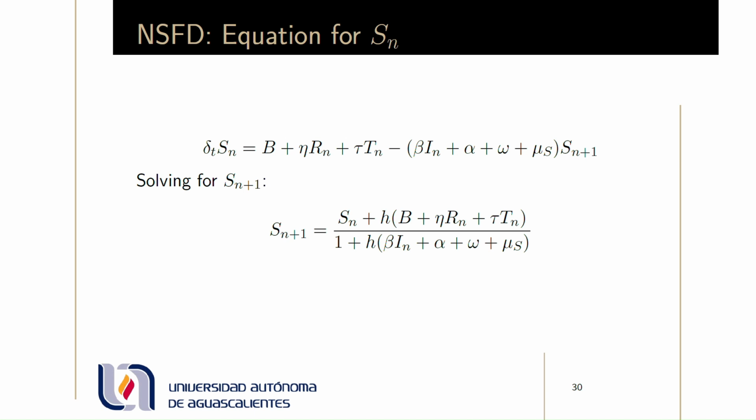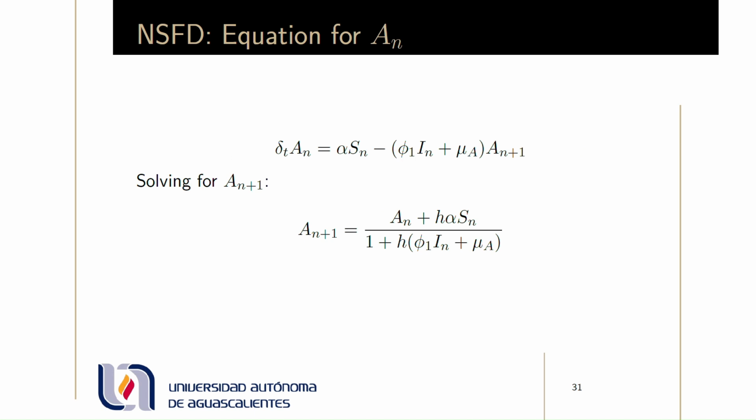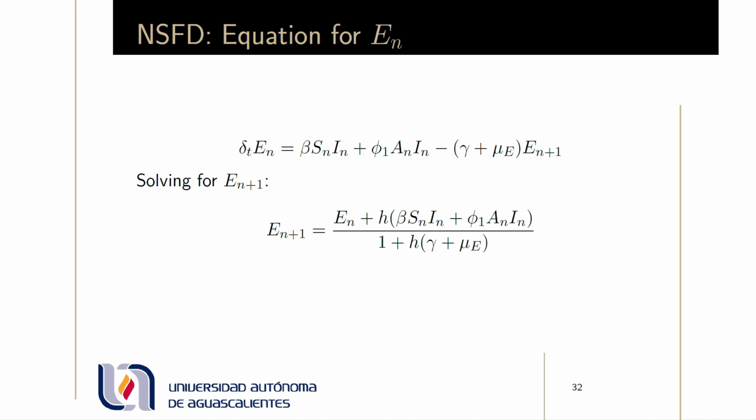This is the discrete-time version of the equation for S. We calculate S at the next time step, S n plus 1, using the current values of R and T and the other parameters. This is the update rule for A. Again, we compute A n plus 1 using A n, S n, and the infection terms with I. The denominator ensures stability and prevents negative values.